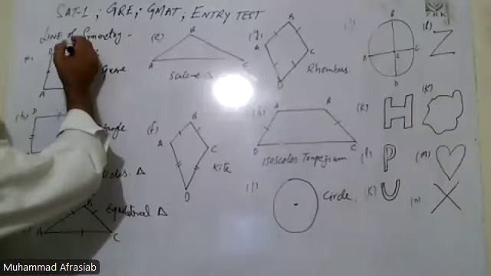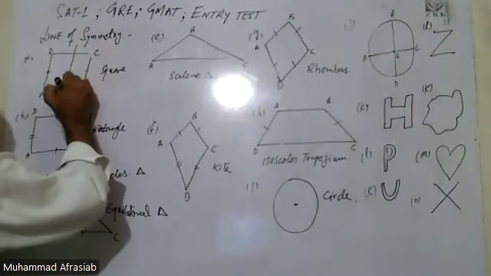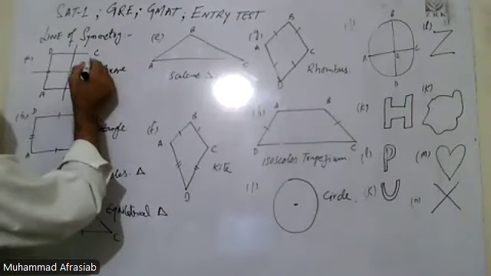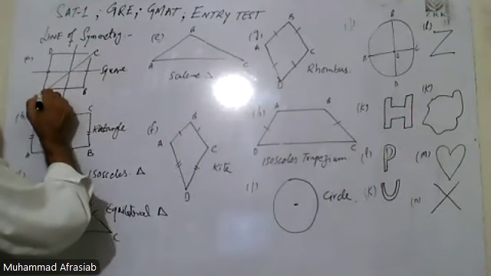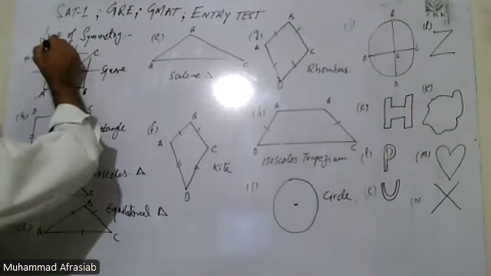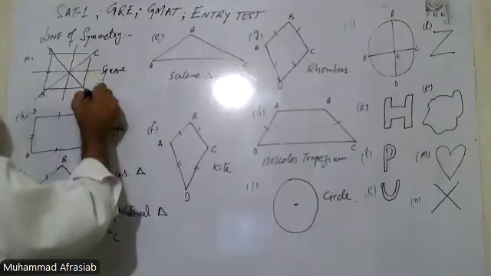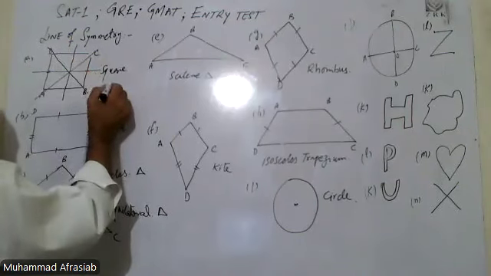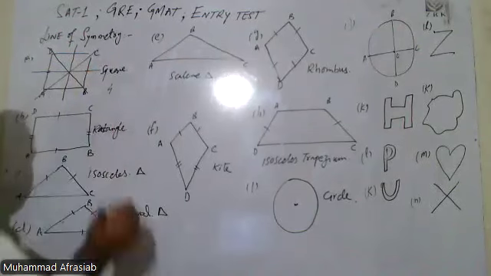So we know that there is 1, 2, 3, and this 4. So there are 4 lines of symmetry for this shape there.